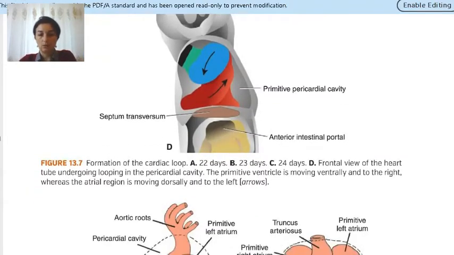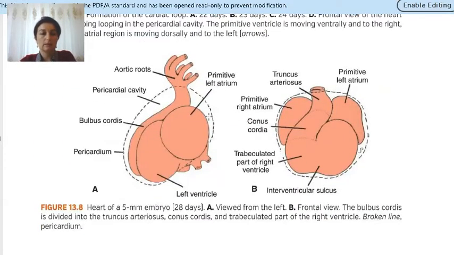Now we are looking at this folding, at this bending of the heart. It's at the 28th day of development, and here that is the primitive atrium. This is the ventricle, and the initial part of the bulbus cordis. So the bulbus cordis we can subdivide into three regions. The initial region of the bulbus cordis, this one, will form the trabeculated part of the right ventricle.